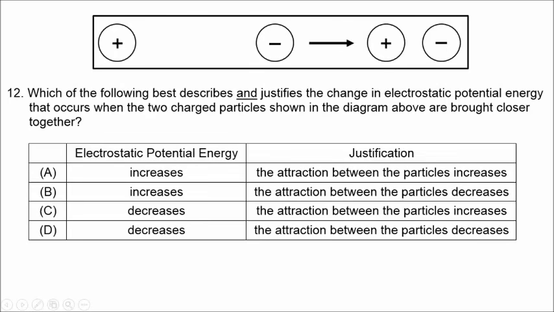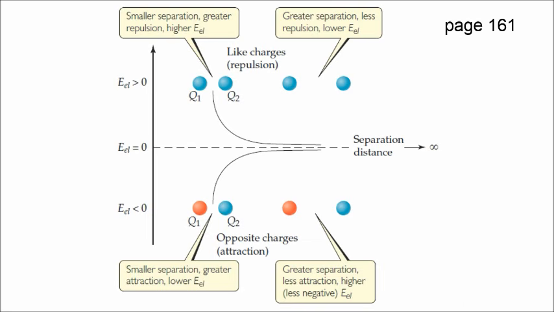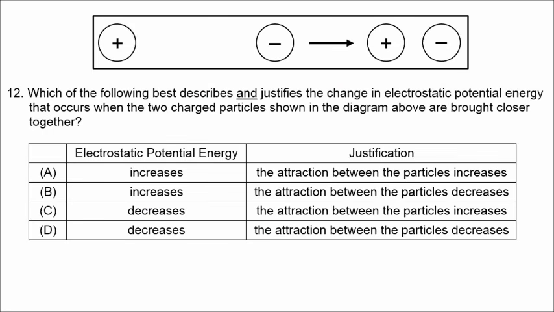Number 12 asks you to decide if the potential energy is going to increase or decrease, and we justify it by talking about the attraction between the particles. So these particles have opposite charge. If you take a look on page 161, you'll see a diagram in which it's showing opposite charges being moved closer together, and the potential energy decreases as the particles are becoming more attracted to each other. So potential energy decreases because the attraction increases.